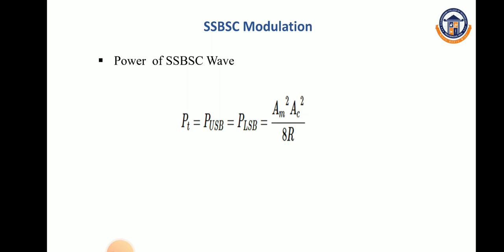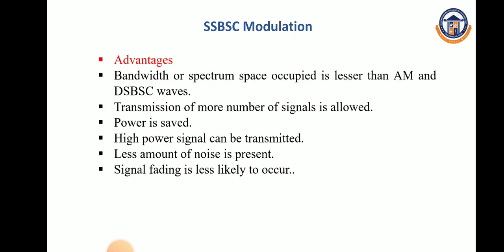So from this equation we can calculate the total power: the total power equals the upper sideband power, that is equal to the lower sideband power. If you calculate the lower sideband power, you can get the upper sideband, and you can also get the power of the transmission. So these are the advantages of SSB-SC modulation.